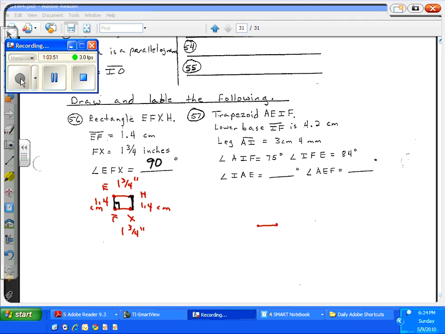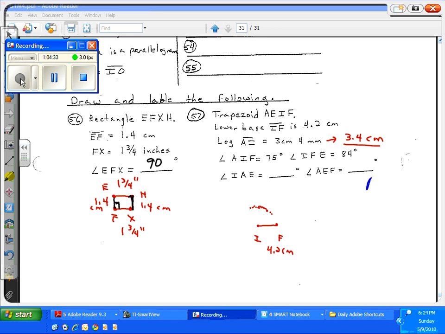And so there you would have lower base IF at 4.2 centimeters. It says leg AI is 3 centimeters, 4 millimeters, which is equivalent to 3.4 centimeters, right? It says that angle AIF, so A sitting out here somewhere, right? It's out there 3.4 centimeters away, but there's a 75-degree angle. Well, how do we do that?